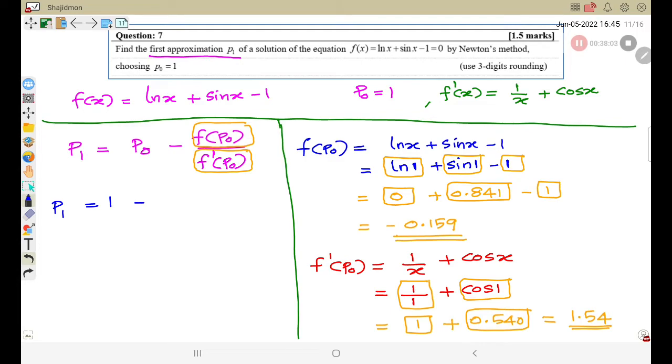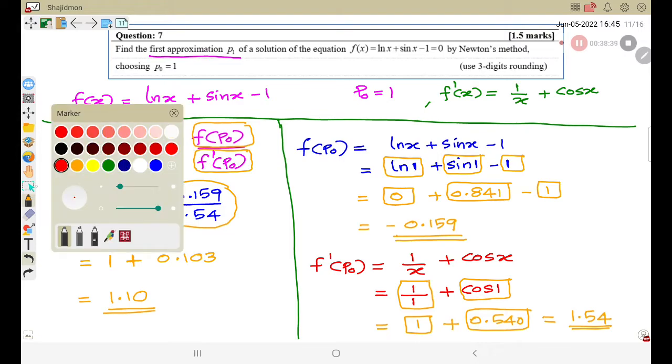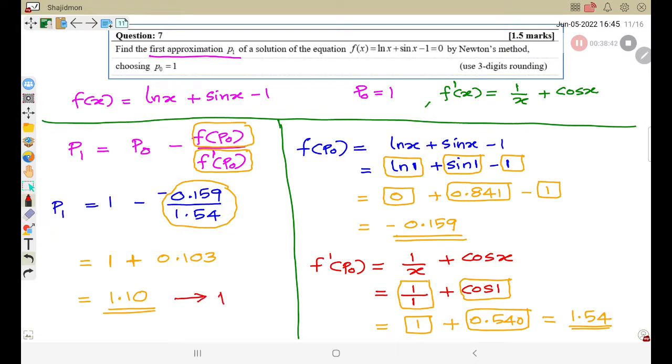Okay. Now, when we are applying here, P1 equal to what is P0? 1 minus what is F of P0? Minus 0.159 divided by what is F dash P0? 1.54. So, calculate. Equals 1 minus minus minus, it become plus, correct? This number you can check it 3 digits rounding. So 1 plus you will get 0.103. So totally you will get 1.10. This is the P1, first approximation to the solution of the equation. This is the approximate value, so that you can call P star approximate value of the solution of the equation.